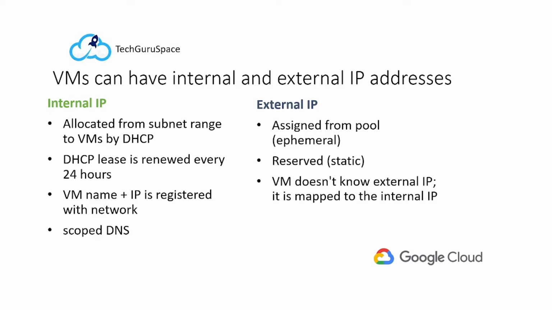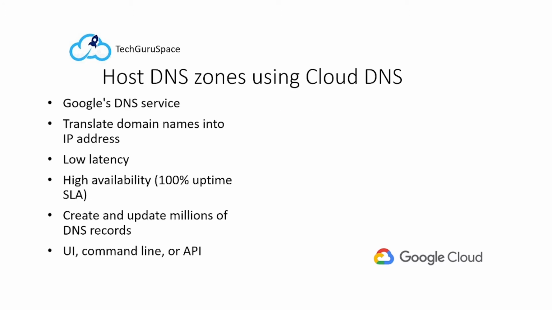Public DNS records pointing to instances are not published automatically. However, admins can publish these using existing DNS servers. Domain name servers can be hosted on Google Cloud using Cloud DNS. Cloud DNS is a scalable, reliable, and managed authoritative domain name system, or DNS, service running on the same infrastructure as Google. So Cloud DNS translates requests for domain names like google.com into IP addresses.